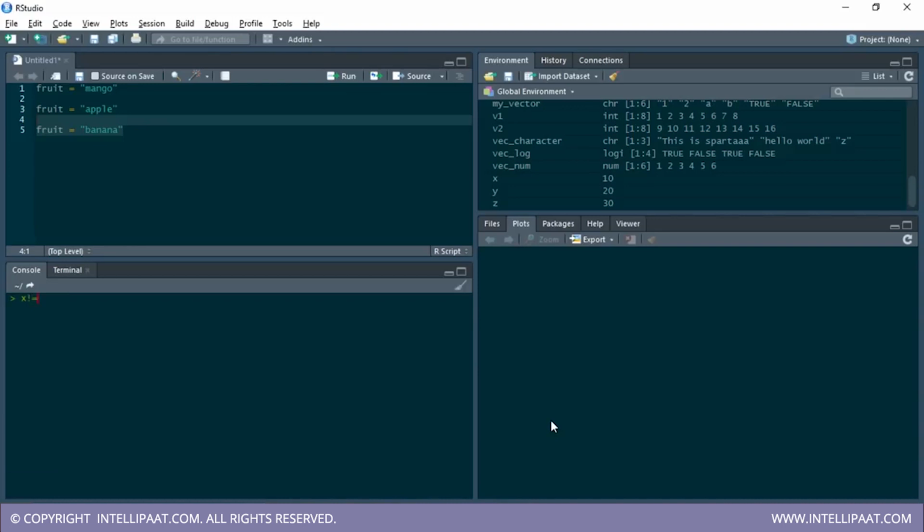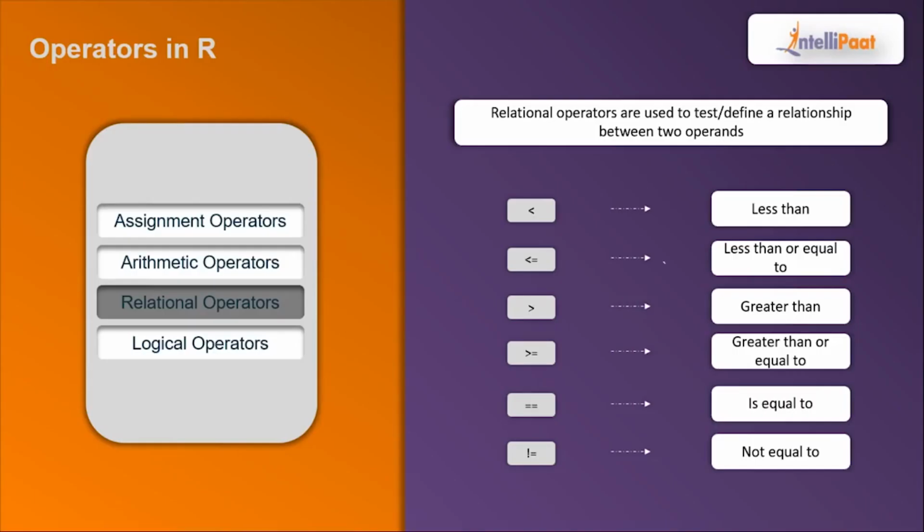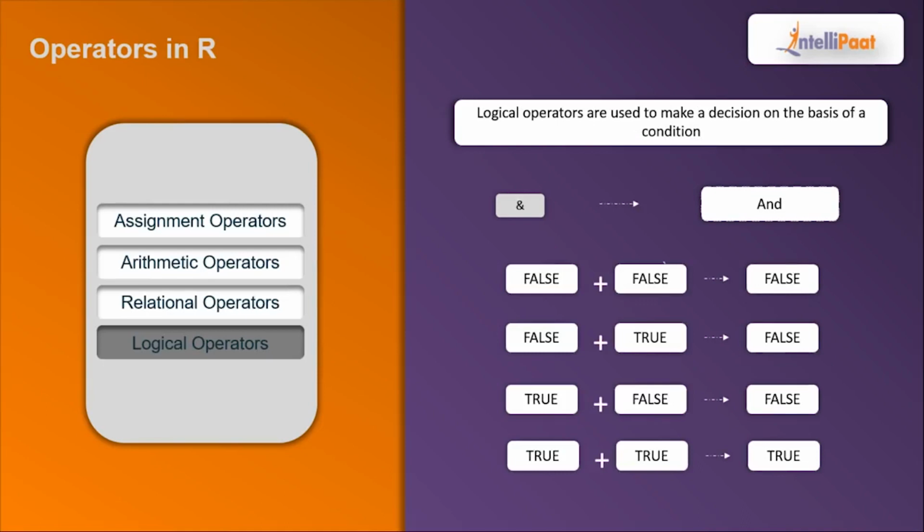Now, let me check if x is not equal to y. So this would obviously be true because 10 is obviously not equal to 20. So these were some of the relational operators. And then we have the logical operators. So the logical operators are basically used to make a decision on the basis of a condition. And the two most majorly used logical operators are the AND operator and the OR operator.